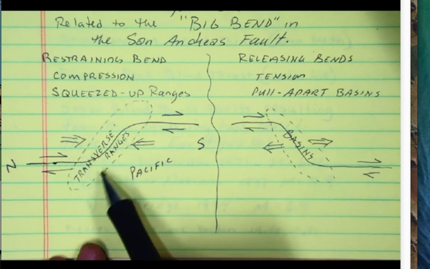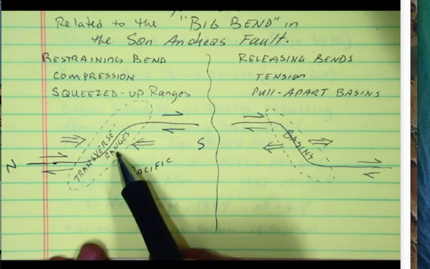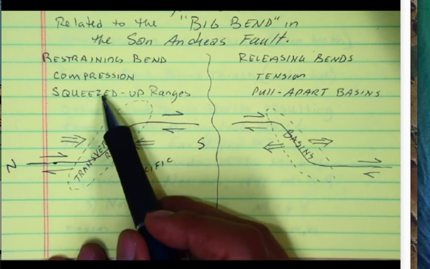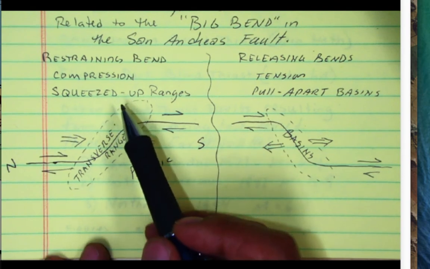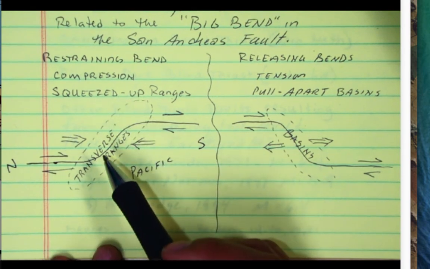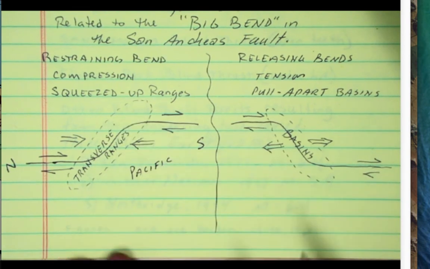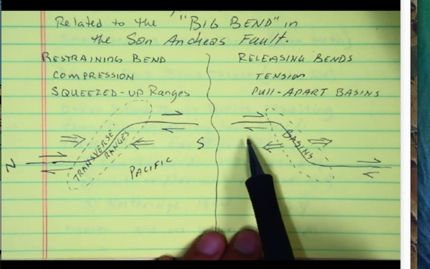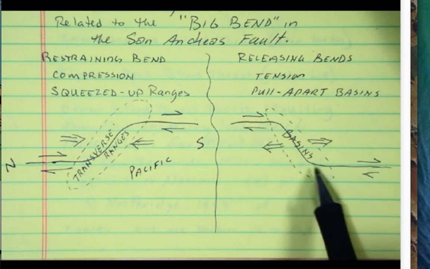And compression will lead to the big bend and the uplift of mountain ranges, in this case the transverse ranges. Now we call that a restraining bend. So restraining bend squeezed up the ranges: Santa Monica Range, San Ynez Mountain, San Gabriel, Santa Susana, Topa Topa Mountains, all those in Southern California, San Gabriel, San Bernardino Mountains as well. Now, remember earlier during the Miocene time, we had a releasing bend where the bend was going towards the right.